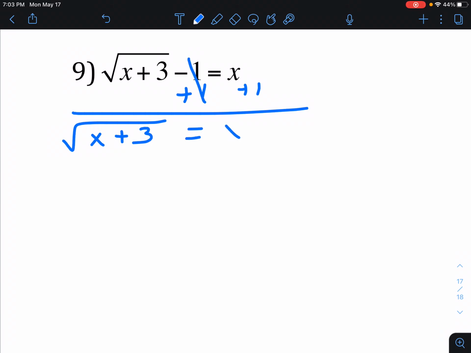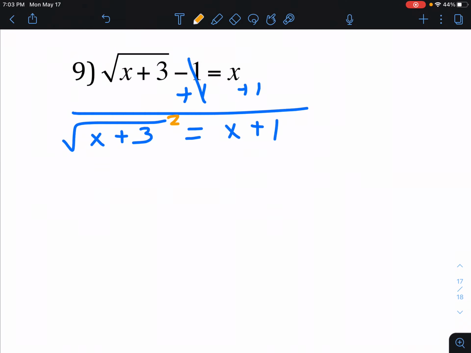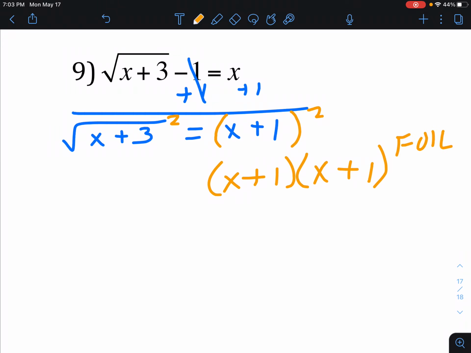To have x plus 1. Remember, these are difficult when there's an x not in the radical. Now that the radical is isolated, we are going to square both sides. However, we have a binomial, 2 terms on the right. So we are going to have to square it, which means we're going to have to write it twice and FOIL carefully. We're going to have to FOIL and then combine like terms.